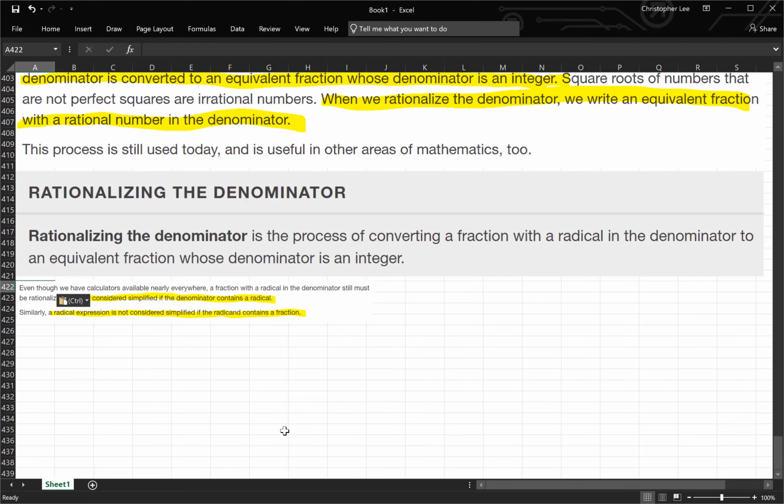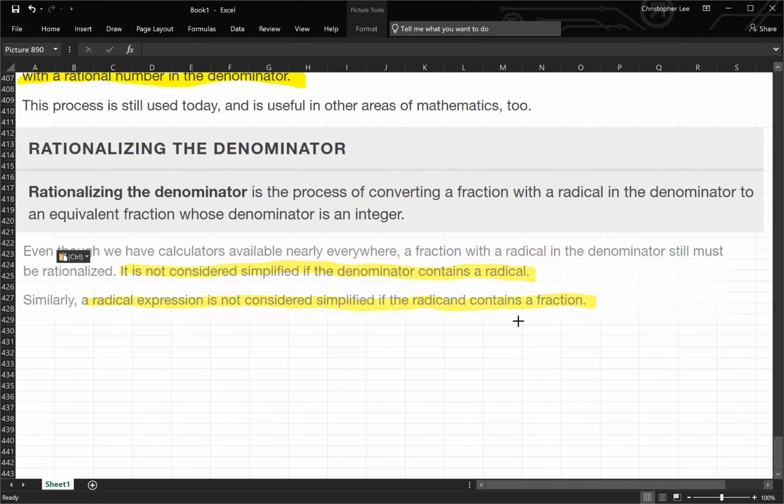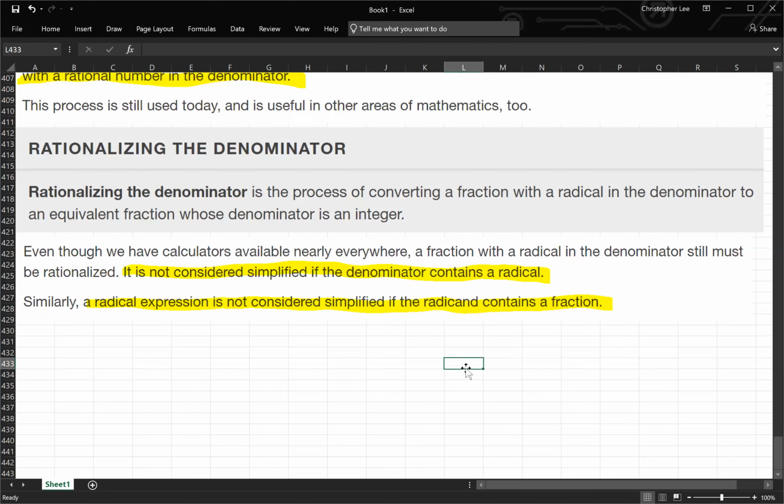So even though we have calculators available nearly everywhere, a fraction with a radical in the denominator still must be rationalized. It is not considered simplified if the denominator contains a radical. Similarly, a radical expression is not considered simplified if the radicand contains a fraction.